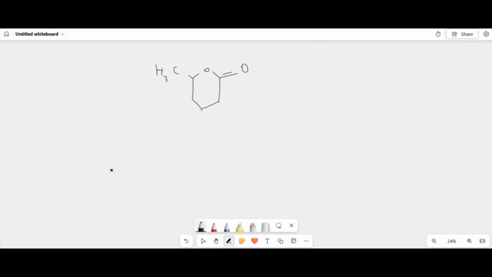This is the polyester that they're looking for, the repeating unit. O, C, just the rest of the C's. 1, 2, 3, 4, 5. O still has that. H everywhere. And this is going to be CH3, H.